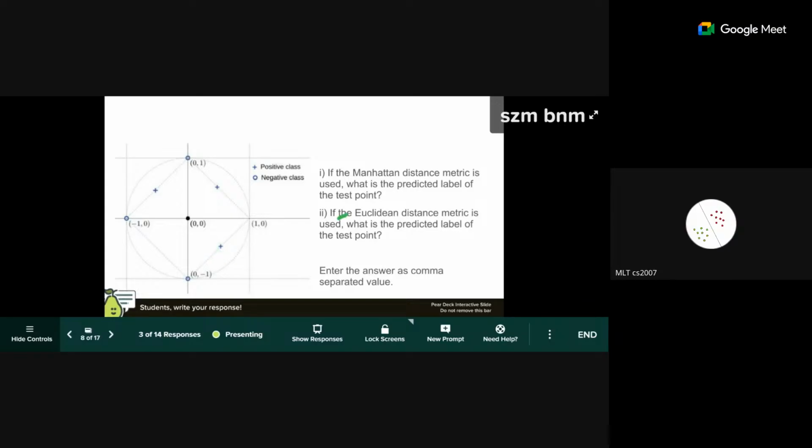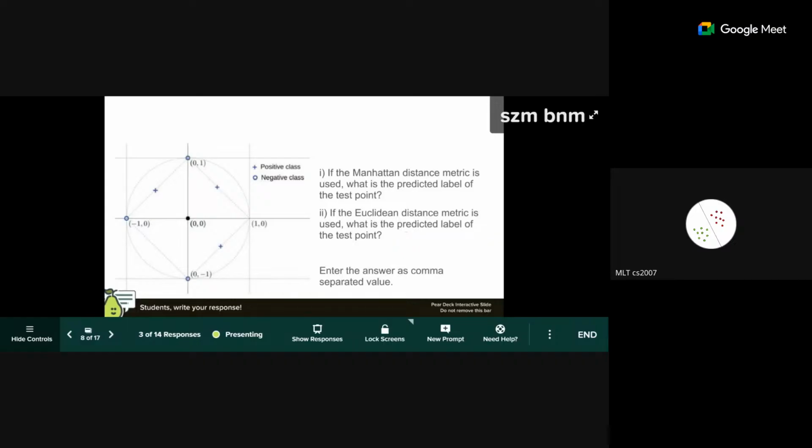This point is at minus 1/2, 1/2, right? This point is at 1/2, minus 1/2, right? So the Euclidean distance is going to be the shortest for these 3 points from the test point 0, 0. Of course, the majority is going to be positive, so this is going to be labeled as plus 1.